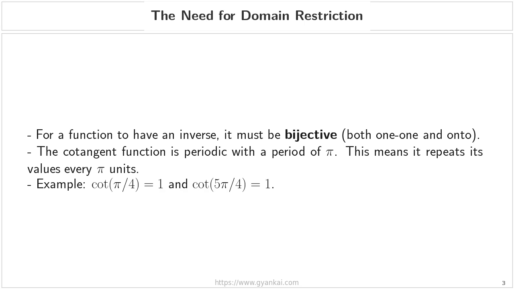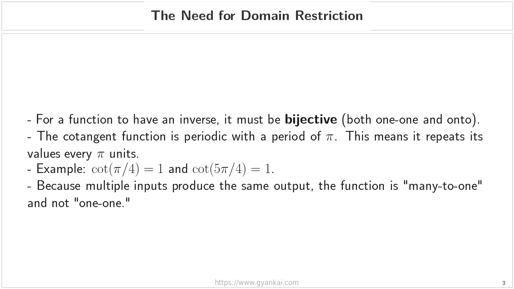To illustrate this, look at the example provided. The cotangent of π/4 equals 1, and the cotangent of 5π/4 also equals 1. Because multiple different inputs are producing the same output, the function is categorized as many-to-one rather than one-to-one. If we tried to invert this as it is, the inverse would not be a function because it wouldn't know which of the many possible angles to return.